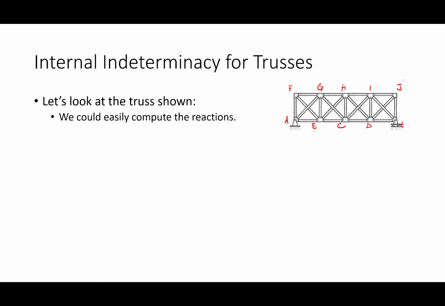So can we start analyzing joint A? Why? There's three unknowns. What about joint E? What about F or J? Tell you what, can we analyze any of the joints in the structure? No. That's a problem, right?